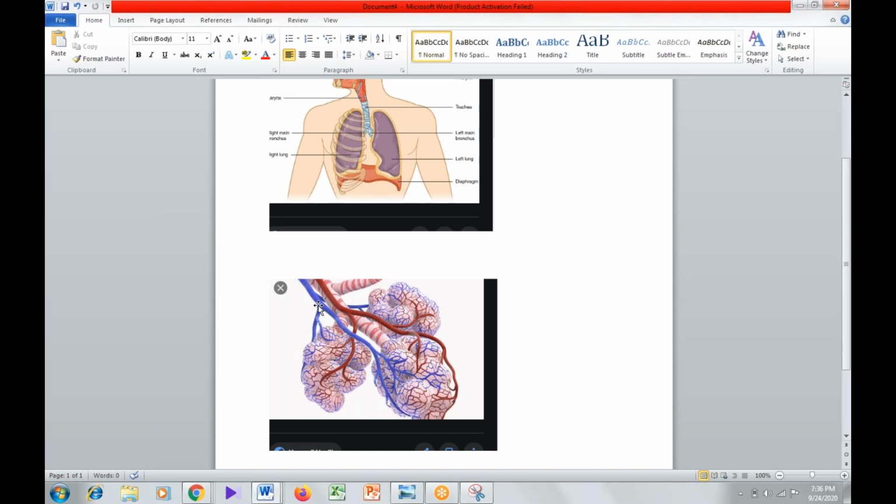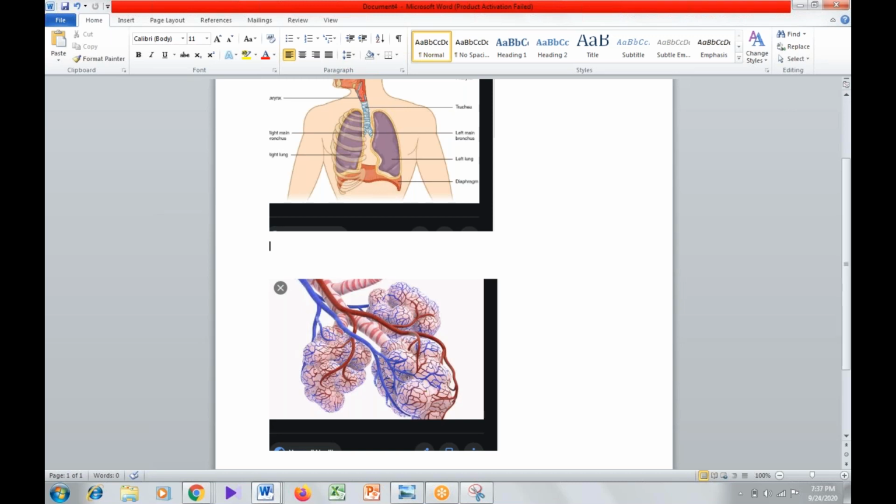So when someone wants to run, what will happen? The muscles need energy. So from where will they get the energy? When the glucose burns, then the energy will be produced and then the muscle will utilize it. So what do we need for that glucose burning?